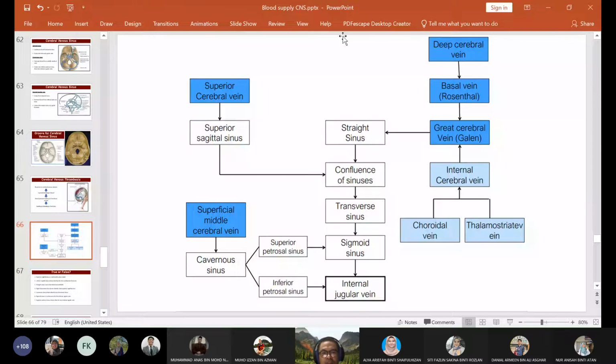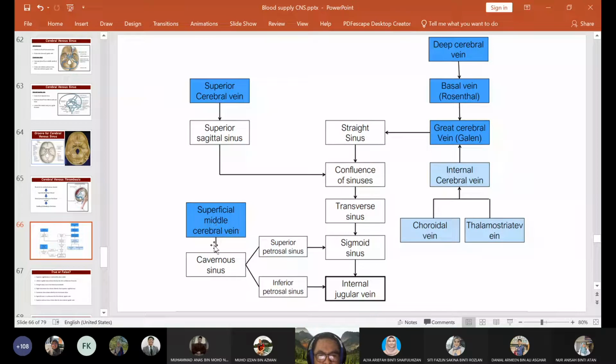Okay. Superior cerebral vein drains into superior sagittal sinus and then pergi ke confluence of sinus. Okay, that's the one. And then you go another one pula. Superficial. Kita tengok dulu, inferior sagittal sinus mana? Tak ada pula sini. Oh, tertinggal lah. Nanti saya buat balik.